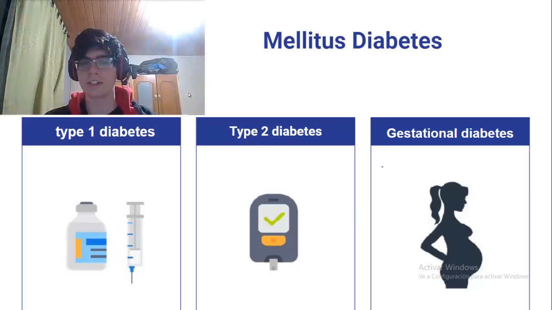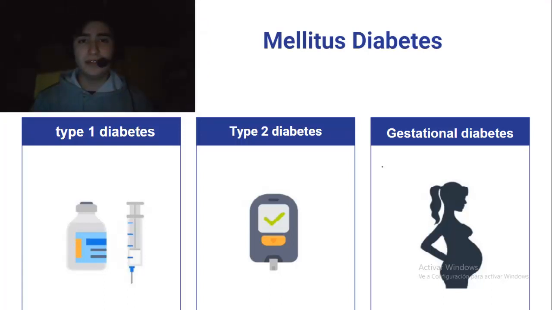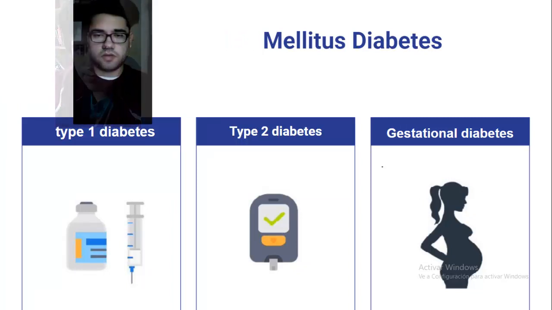What is diabetes? Diabetes is a group of diseases which result in high blood sugar levels, elevated glucose. There are three main types of diabetes. Type 1 diabetes occurs when the pancreas is no longer able to make insulin. Type 2 diabetes occurs when the body cannot make good use of the insulin it produces.